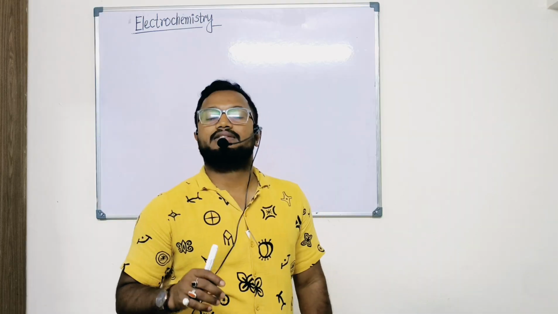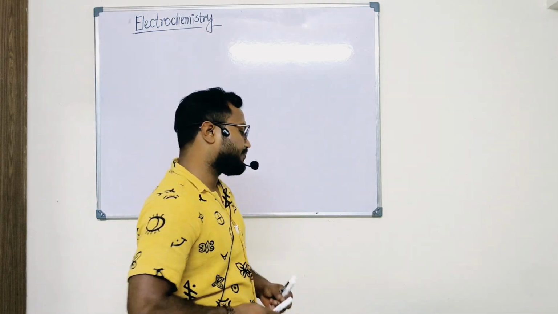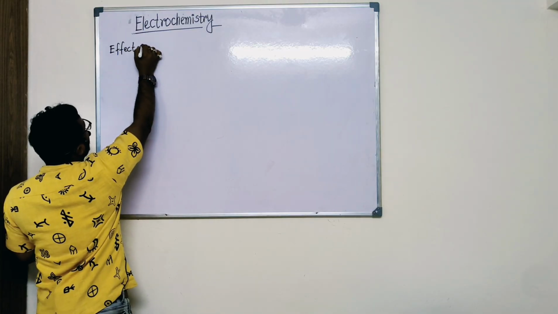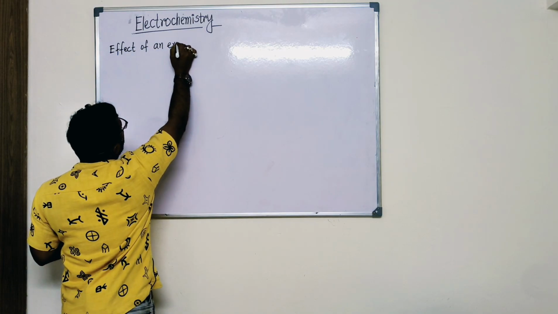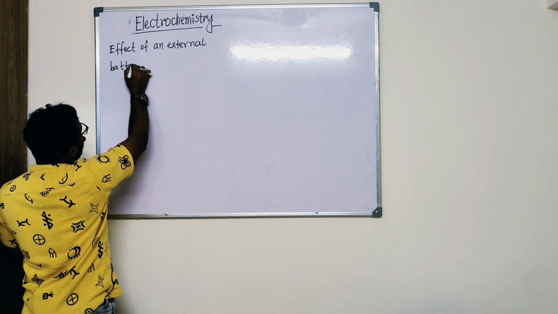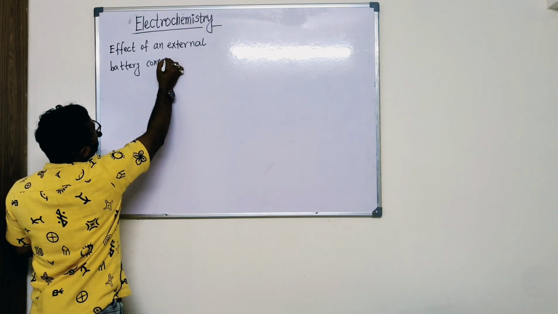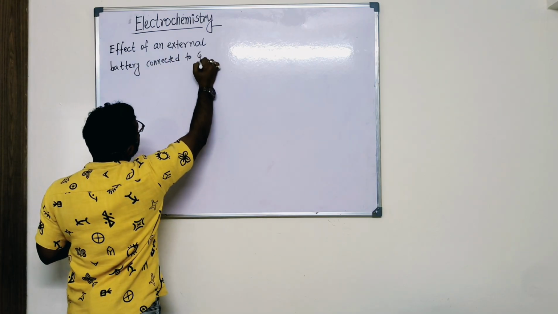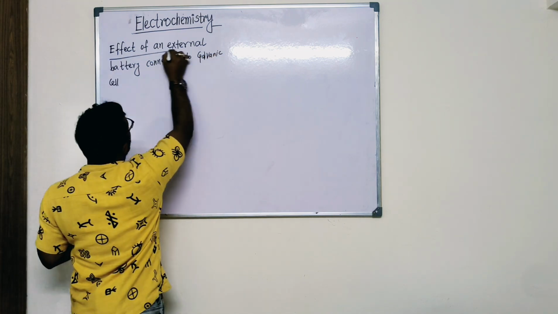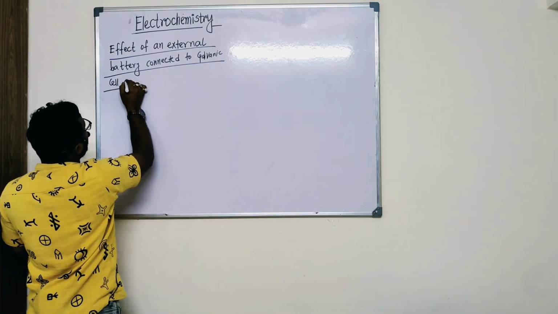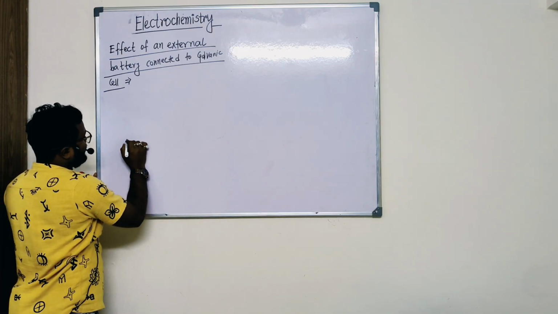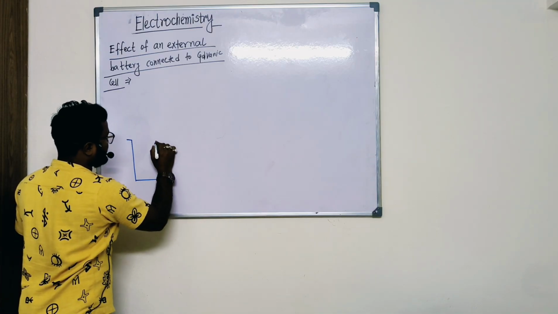When an external cell is connected, what is going to happen in a galvanic cell? So we can write the effect of an external battery connected to a galvanic cell. What will happen if we connect one external battery to the cell? Let's draw the cell diagram again. So this is the cell diagram that we have read before as well.